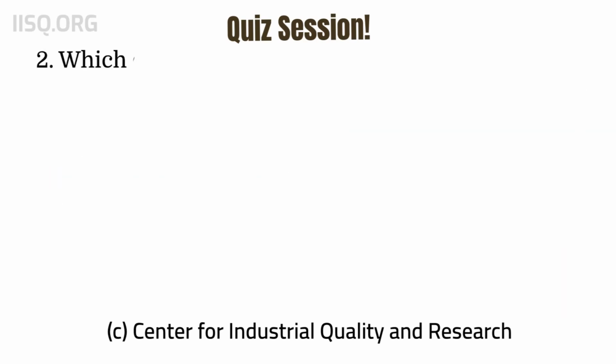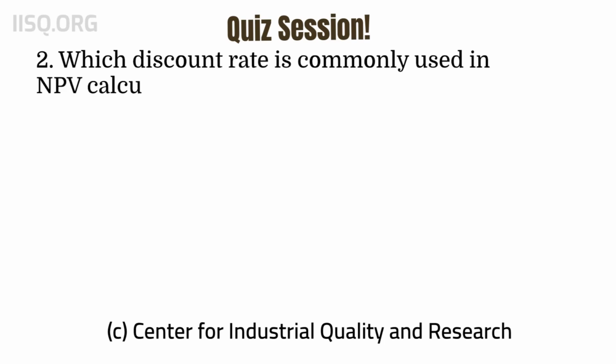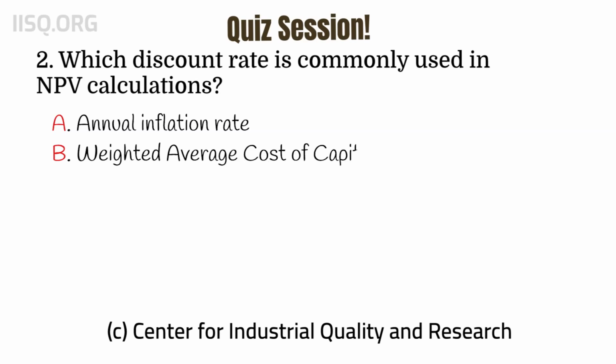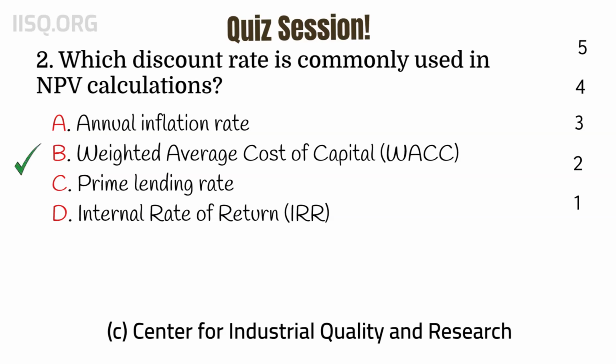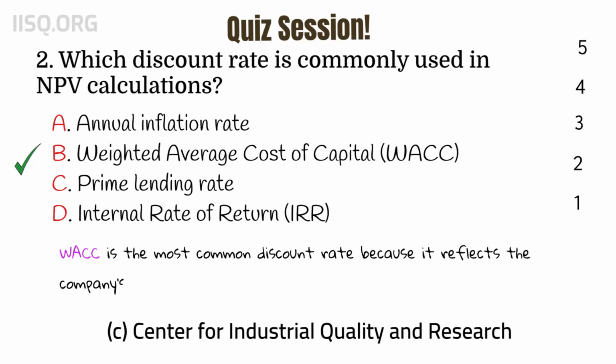Next, which discount rate is commonly used in NPV calculations? Annual inflation rate, weighted average cost of capital, WACC, prime lending rate, internal rate of return, IRR. The correct answer is weighted average cost of capital. WACC is the most common discount rate because it reflects the company's cost of capital and the expected return from investors.